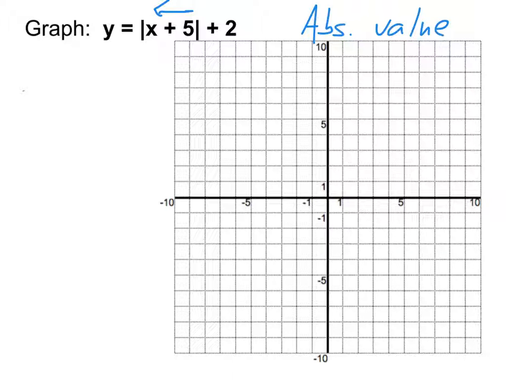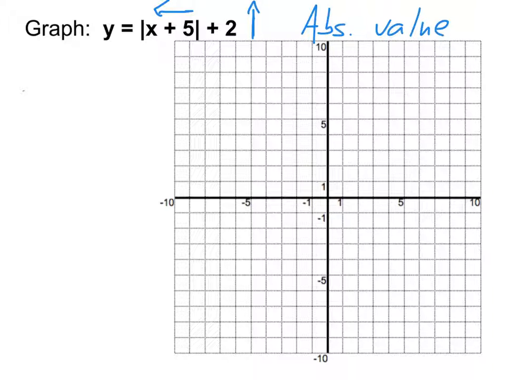All right, so now that we know that the +5 is going to move this thing left, we got to deal with the +2. And if the number inside with x moves it left and right, the number outside, as you might expect, would move it up and down, and it does. So the +2 is definitely going to move it up and down. Now with the left and right, it was kind of backwards from what you would expect. The plus went left, the minus goes right. With up and down, it happens the way you think it should. So a plus is actually going to be moving our graph up. If it were a minus, it would move it down.